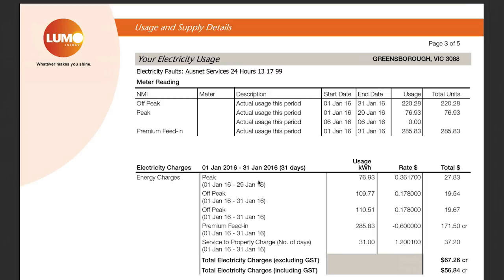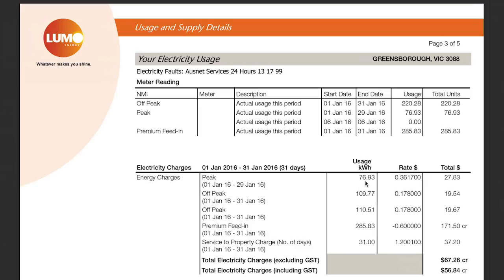Firstly, what is the meter type? As we can see here, there is a peak and an off-peak rate, and there are two breakdowns of the off-peak rate. However, they are charged at the same rate. So what we can do in that case is add them together. Now, when we add these two together, it comes to 220.38 kilowatts.